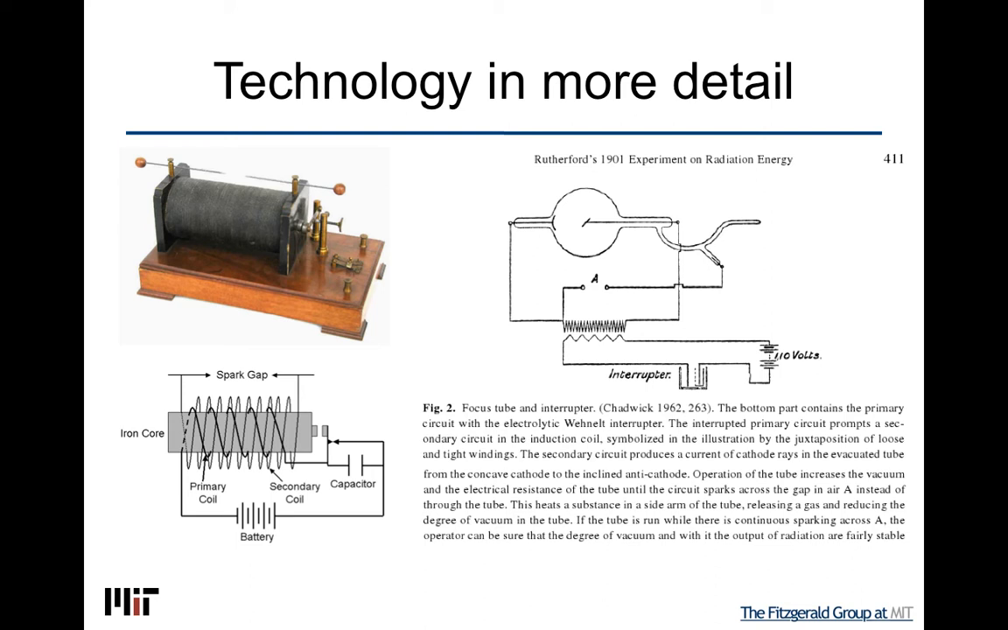It would heat, as it said there, a substance in a side arm of the tube, which would then introduce more material into the gas inside the tube, which would lower the vacuum and make it function again. So as an operator, it would oscillate all the time between too high a vacuum and too low a vacuum, like a governor, and you wanted that to happen.